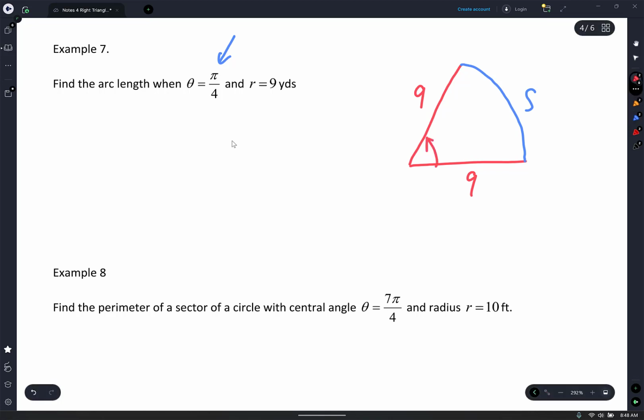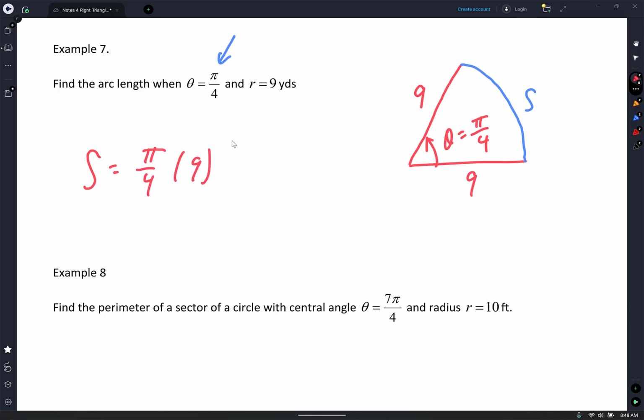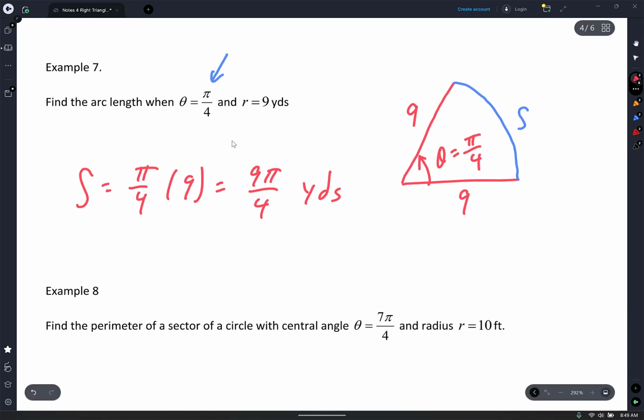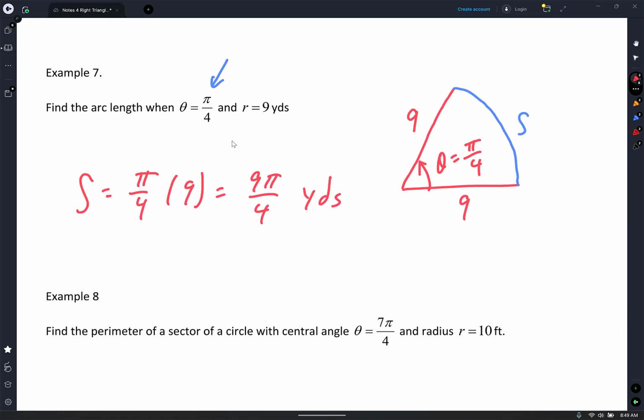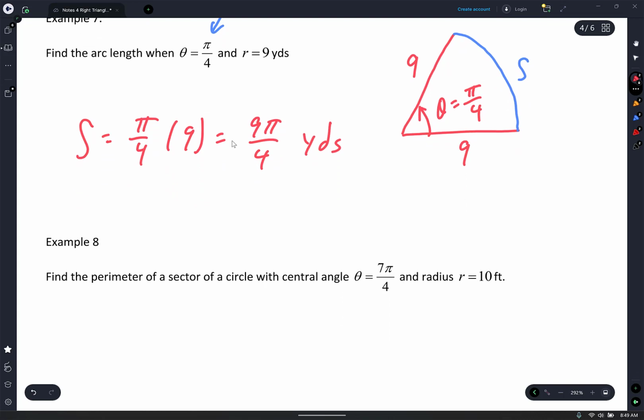Pi over 4 is just another way to indicate an angle. In case you wanted to know, pi over 4 is the same thing as 45 degrees. Arc length is theta times r, so pi over 4 times 9. So 9 pi over 4 yards. And that's it. You're done. Cool or not cool? You guys ready for the next one?